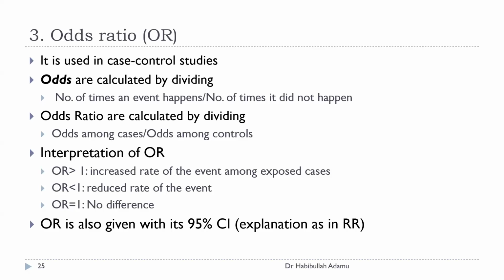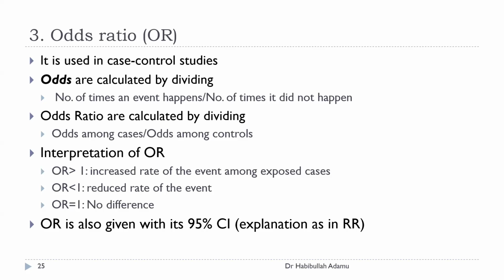The value of the odds ratio gives you idea of the what? The magnitude. How many folds are they at risk? If it is 5, then they are 5 times at risk. So that is how odds ratio is interpreted.